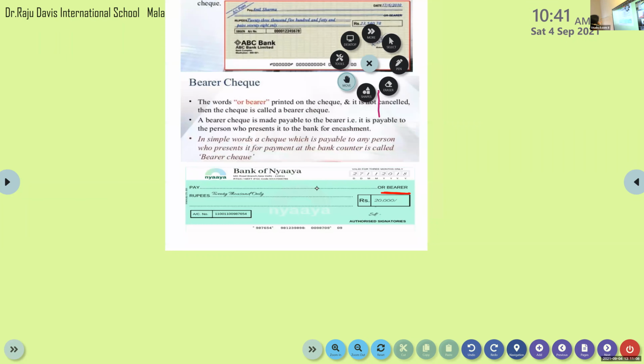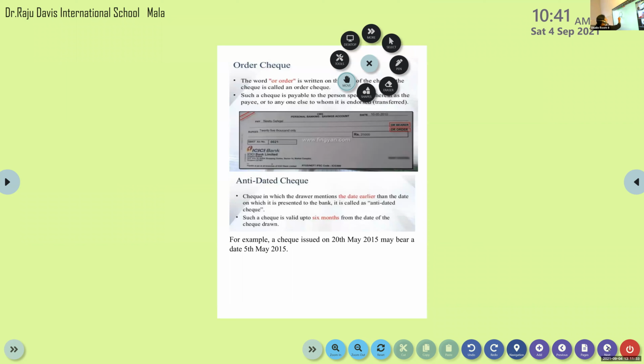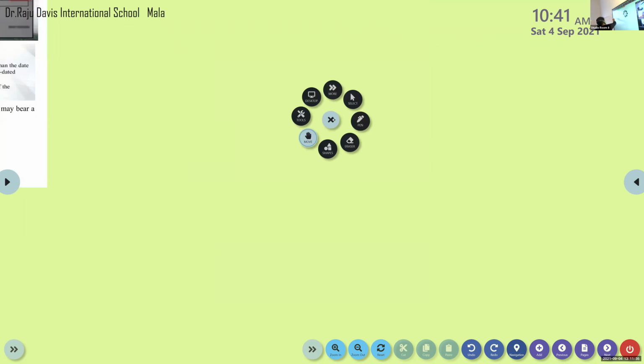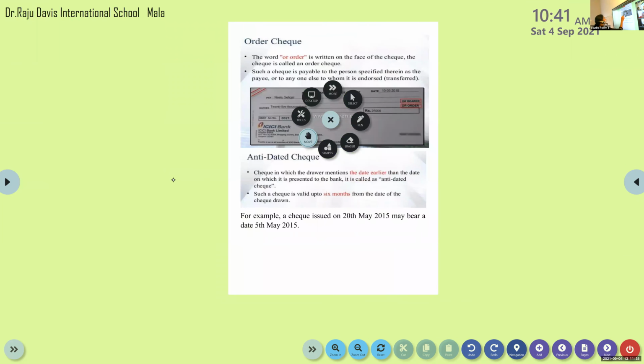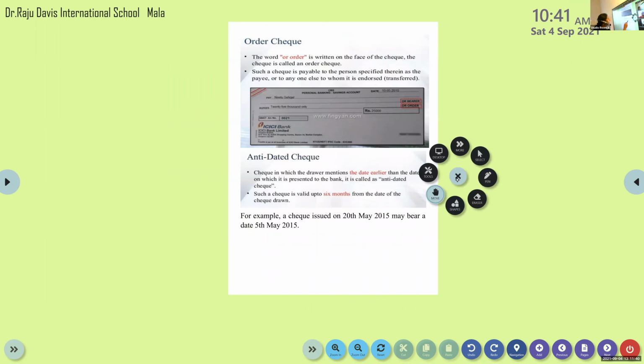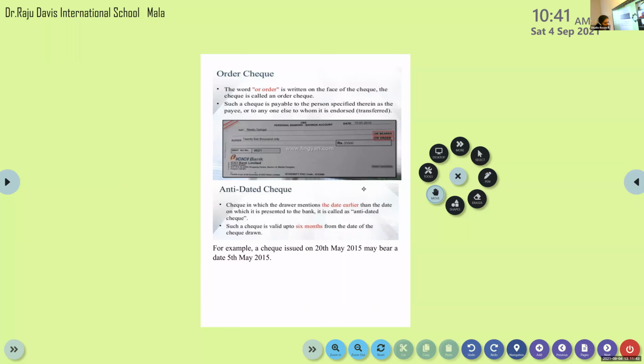Bearer check. In simple words, a check which is payable to any person who presents it for payment at the bank counter is called a bearer check. Okay. Now we have the next category, that is called order check.